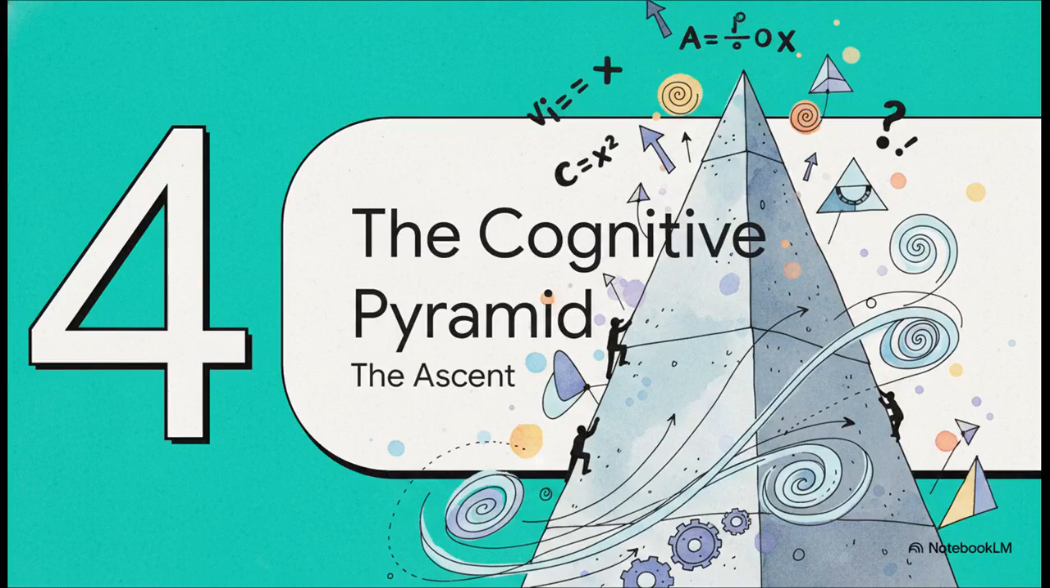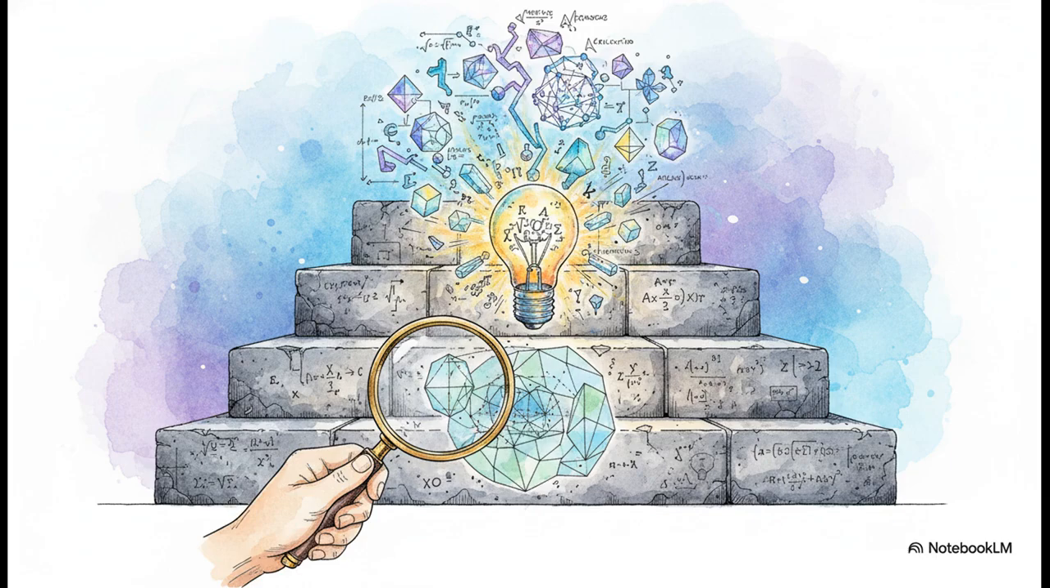Section 4, climbing the cognitive pyramid, the ascent. Okay, this is the exciting part where genuine mathematical reasoning really takes flight. Let's see how this builds across the next 3 levels. At level 4, analyzing, we start examining parts and relationships. You're asking things like, what rule explains this pattern?